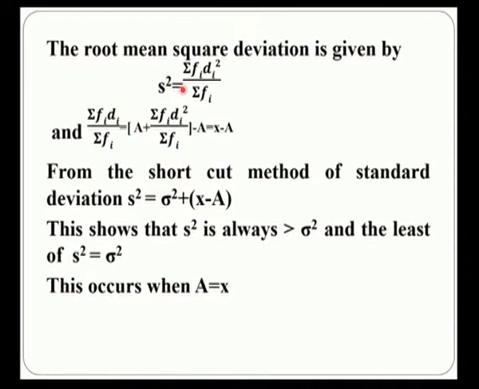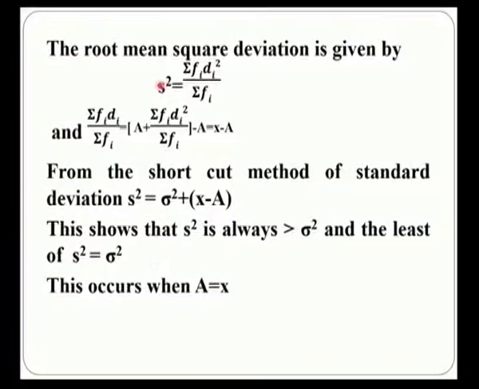Then the root mean square deviation can be computed using this formula, that is S square is equal to summation of fi di square over summation of fi. This is the root mean square deviation. Here summation of fi di over summation of fi is equal to a plus summation of fi di square over summation of fi, where di is equal to x minus a. So, this is how the root mean square deviation is obtained in the standard deviation.